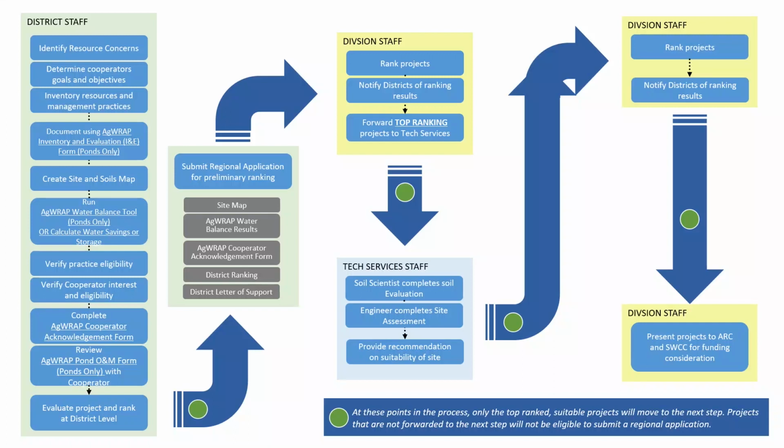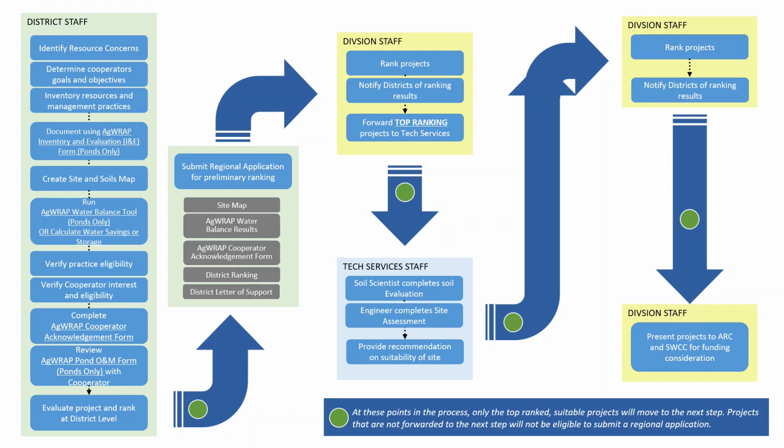The process begins at the district level with initial conservation planning. A cooperator and a district employee need to identify resource concerns, the goals and objectives of the cooperator, and inventory available resources and management practices available to achieve those objectives. Once the cooperator is aware of all implications related to a contract, such as the maintenance period, the application can be ranked at the district level.